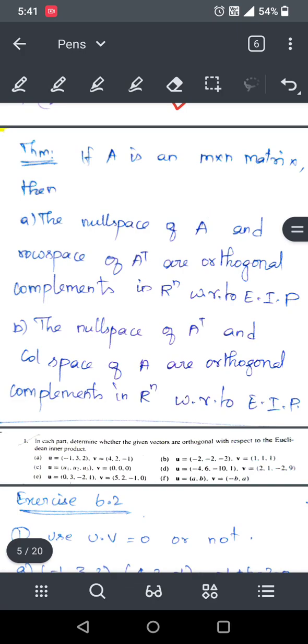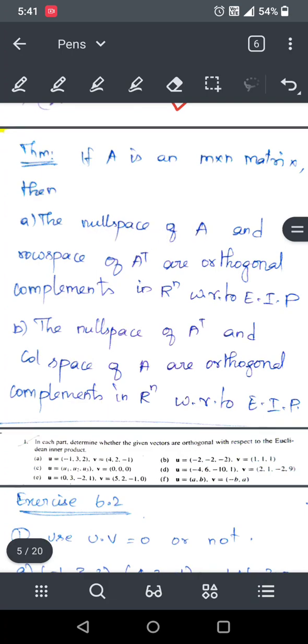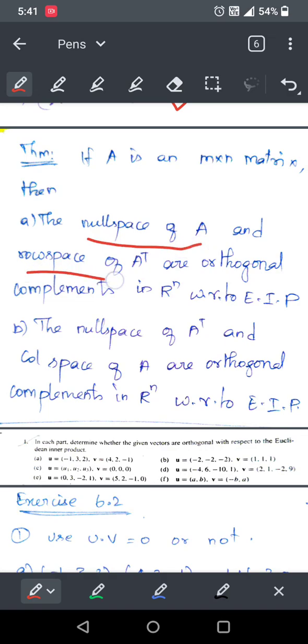So next is a concept. Here, if A is an m by n matrix, then the null space of A and the row space of A are orthogonal complements of each other. Similarly, the null space of A transpose and the column space of A are orthogonal complements of each other.